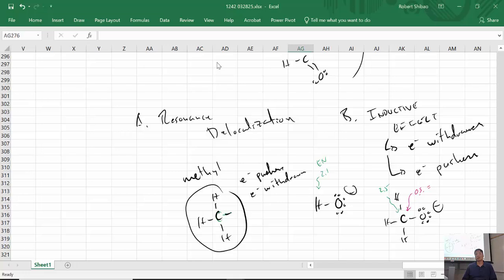Negative two? Okay, yeah, so let's take a look. 2, 4, 6, and loses these. And so, yeah, -2, good. Is that on the rich end of the spectrum or the poor end of the spectrum? This is on the rich end. So this is an electron pusher.